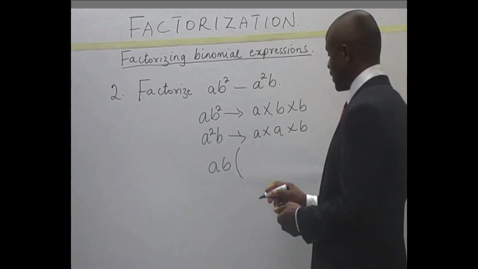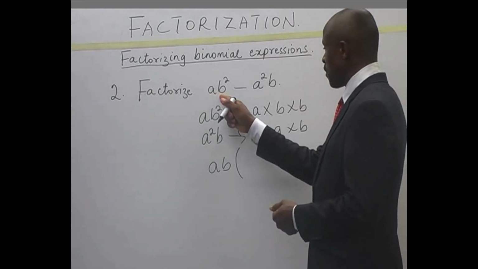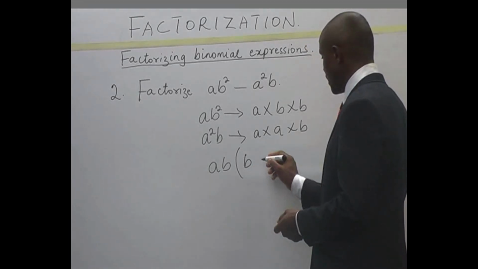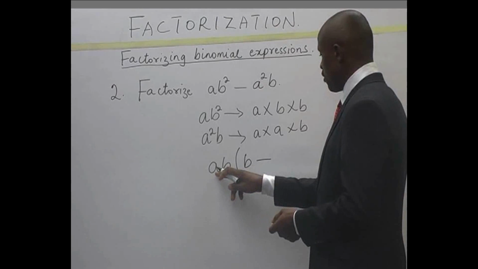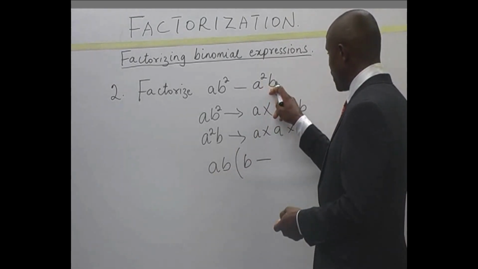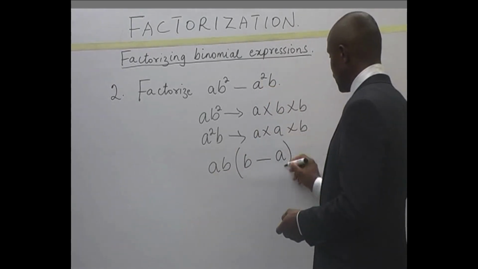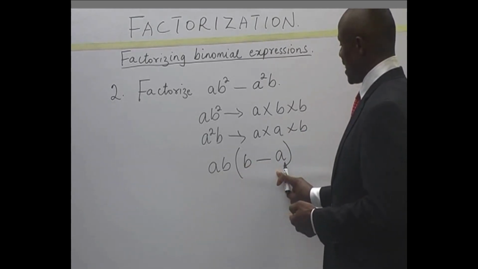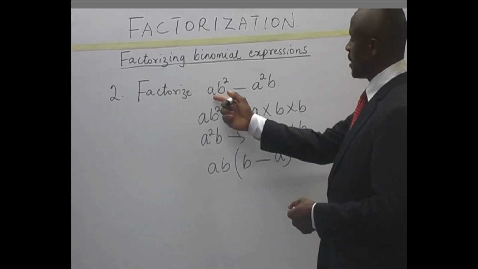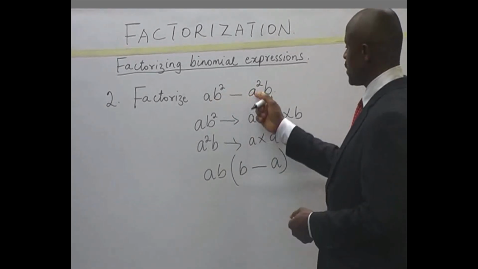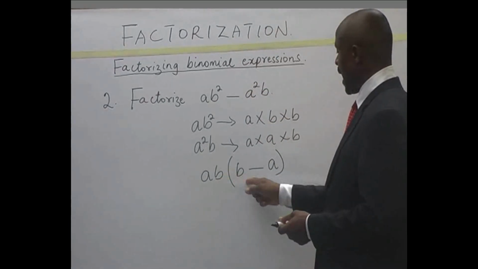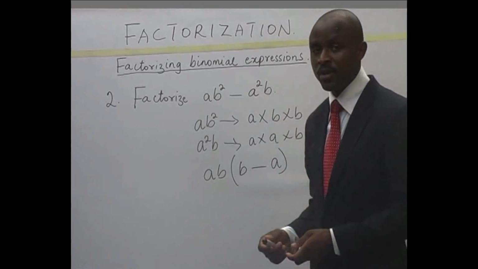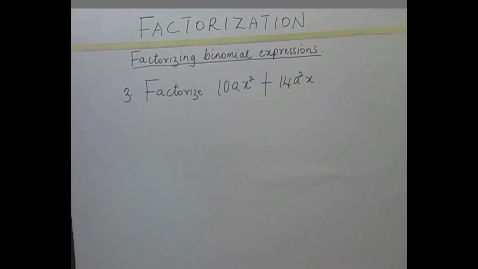So bring down ab. Put your brackets. If you have removed ab from ab squared, b will be left. So put the b inside the bracket. Bring down minus. If you remove ab from a squared b, you'll be left with a. So ab into b minus a becomes the factorization of ab squared minus a squared b. If you multiply out by removing the bracket, you get back ab squared minus a squared b.